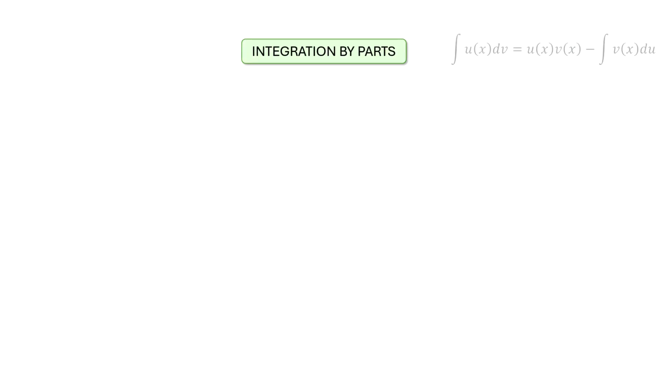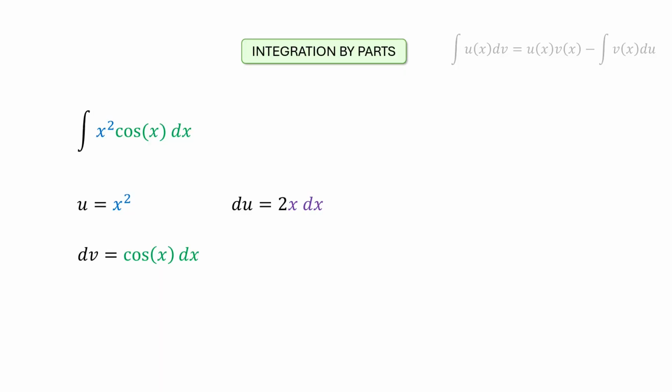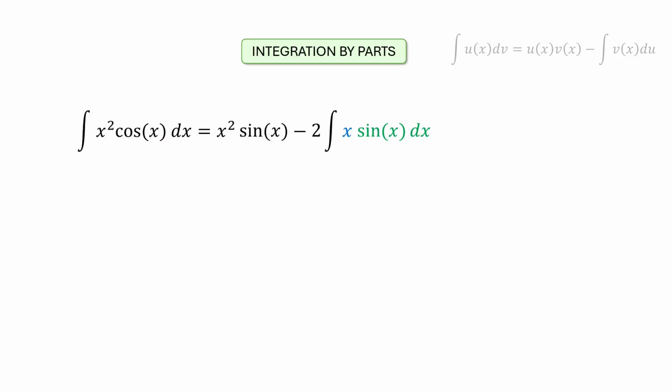Now that we know the formula, let's solve our integral using this technique. The first term will be u and the second will be dv. The derivative of x squared is 2x. The antiderivative of cosine is sine. We substitute into the formula and simplify. Notice the new integral. Once again, we can't use substitution because the derivative of the sine's argument isn't x. So we apply integration by parts again.